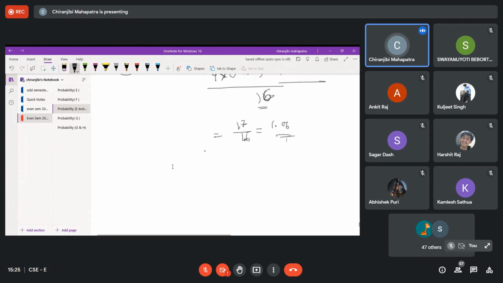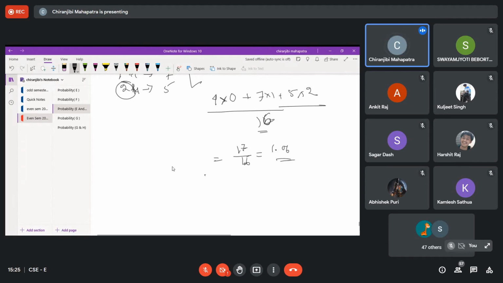तो इसको मैं क्या कर सकता हूँ, इस तरीके से क्या लिख सकता हूँ, यहाँ पे जो 4 into 0 है इसको थोड़ा रीराइट करता हूँ। सो 0 into 4/16 plus 1 into 7/16 plus 2 into 5/16.